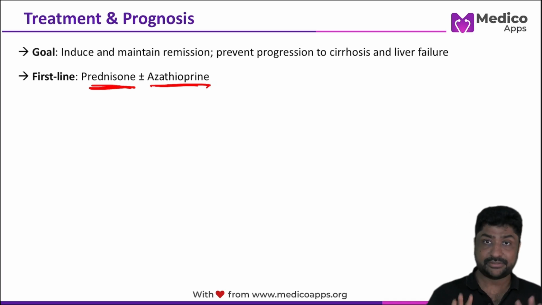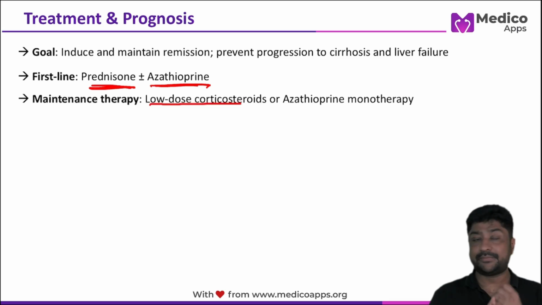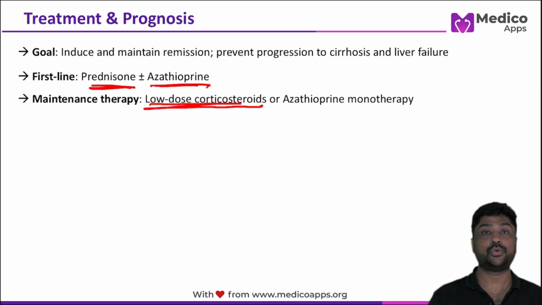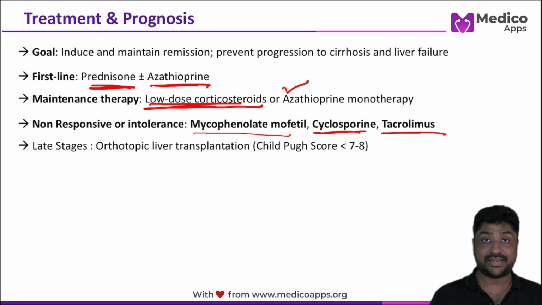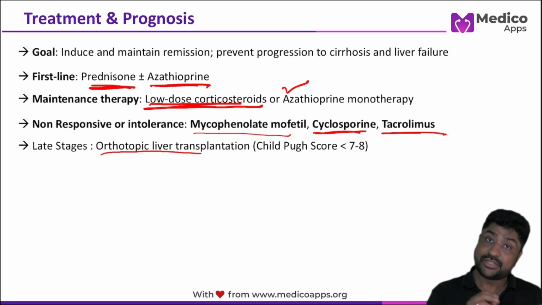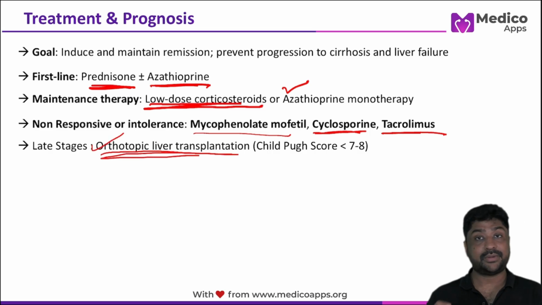Once remission is achieved, patients are shifted to maintenance therapy. This usually involves low-dose corticosteroids or sometimes azathioprine monotherapy to keep the disease under control long-term. If the patient is non-responsive or intolerant to first-line drugs, we move to alternatives such as mycophenolate mofetil, cyclosporin, or tacrolimus. These are used in refractory cases. In late stages, when there is decompensated cirrhosis and the Child-Pugh score rises above 7 or 8, the definitive treatment becomes orthotopic liver transplantation.